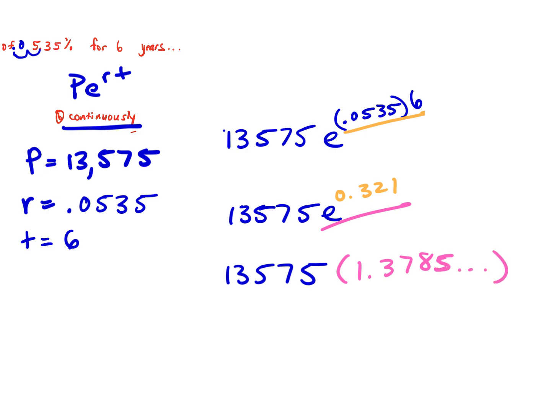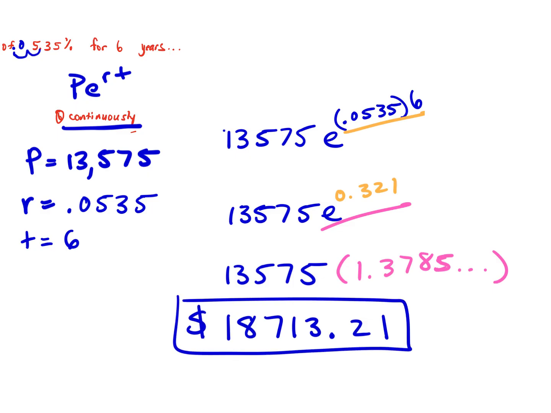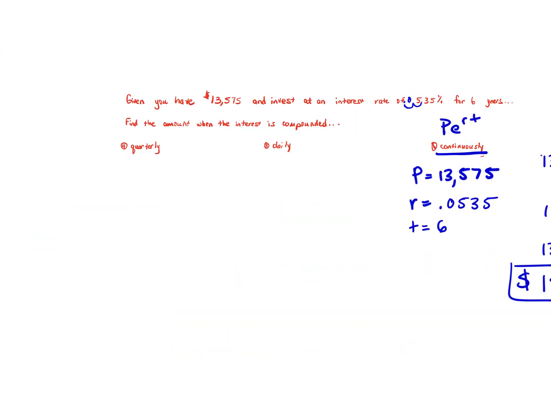and then multiply it in our last step by 13,575. So that should give us 18,713.21. Since we're talking about money, we round to 2 decimal places.